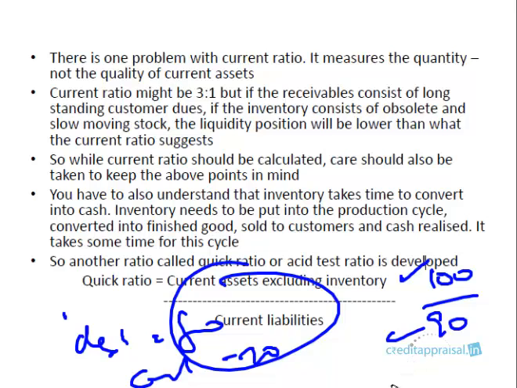Now my liability is only 90 lakhs. In the next 1 year I have to make payments to raw material suppliers, say, for example, 90 lakhs. So I am in a comfortable position in spite of not taking inventory into account. Inventory will also get converted into cash in the next 1 year, but in spite of not counting that, my ratio is above 1. So the benchmark for the acid test ratio is 1:1.